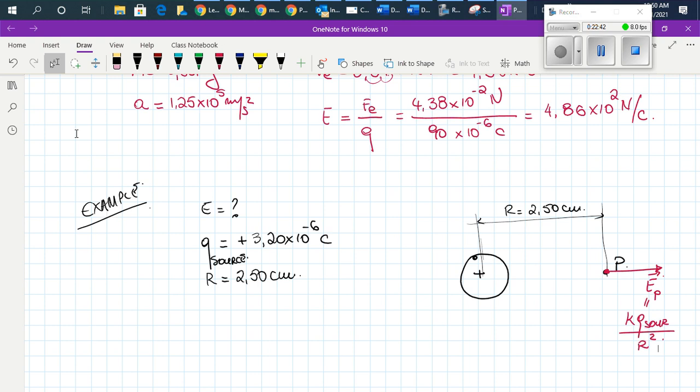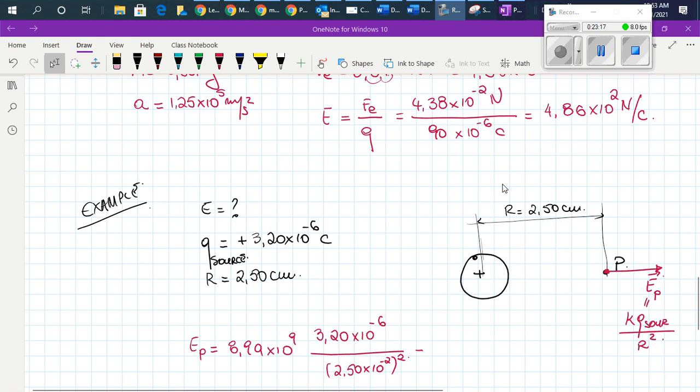And in this case, you will use KQ source over R squared because you don't know the force. So now the magnitude of the electric field strength at that point will be 8.99 times 10 to the power of 9 times the magnitude of the source, 3.20 times 10 to the power of negative 6, over 2.50 times 10 to the power of negative 2, the whole thing to the power of 2.